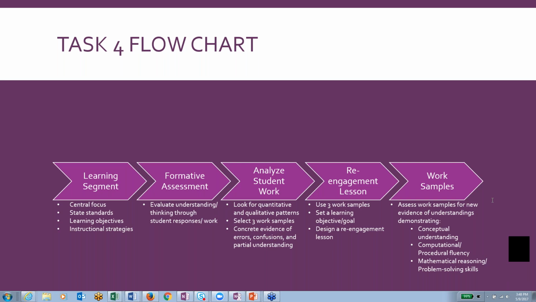I know that we are focusing on 3 to 5 lessons, so should they all be focused on the exact same area? Fractions, measurement, double-digit multiplication, yes. The 3 to 5 lessons are a learning segment, so they're going to have the same central focus. They should show a progression in conceptual understanding. The 3 to 5 lessons for the learning segment all address a central focus. Same state standards, learning objectives, and instructional strategies.